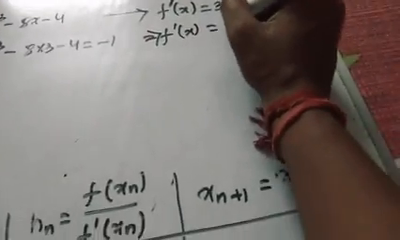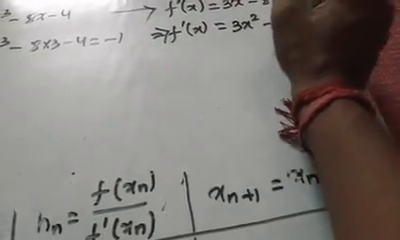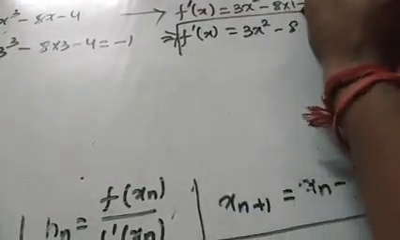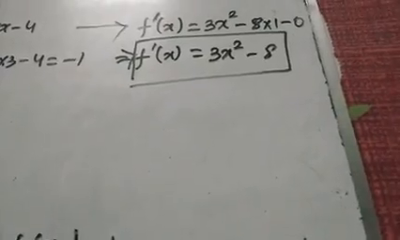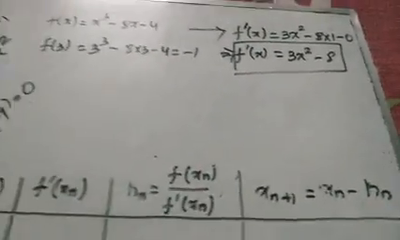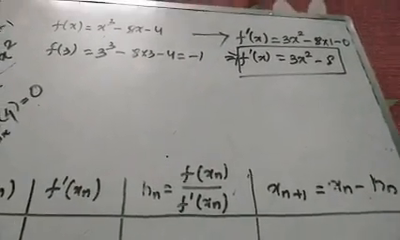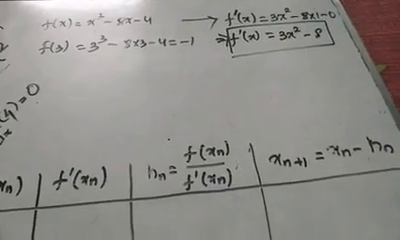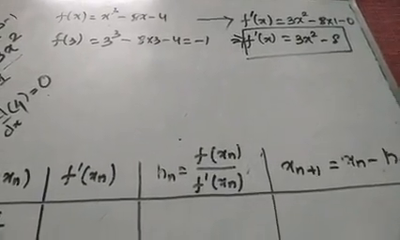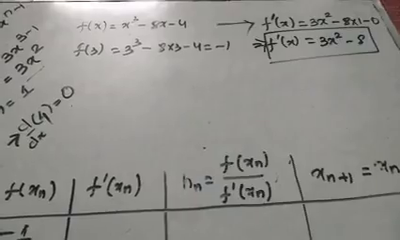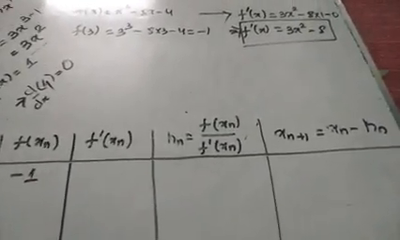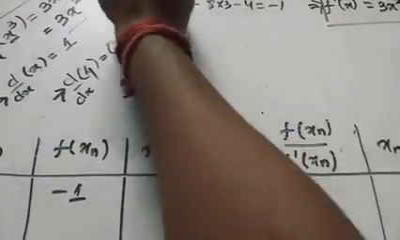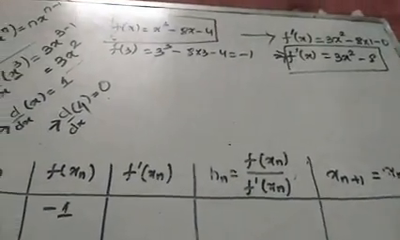f'(x) is 3x² minus 8. Okay, so f'(x) is 3x² minus 8. Is the differentiation clear? If you have any doubt about the differentiation, you can ask me again by message or phone call, and I will explain that. Okay, so now two things we have to remember: what is f(x) and f'(x)?